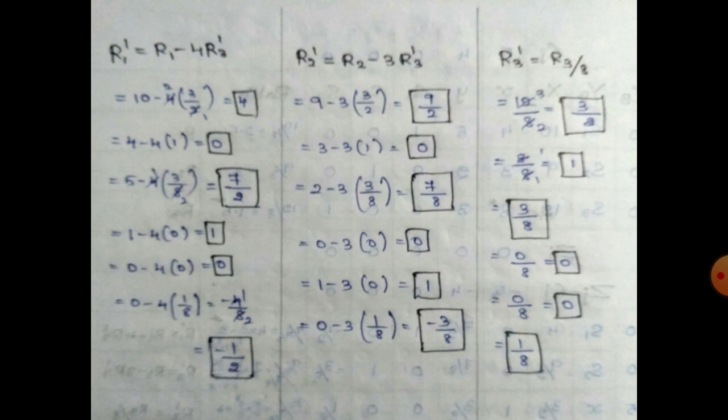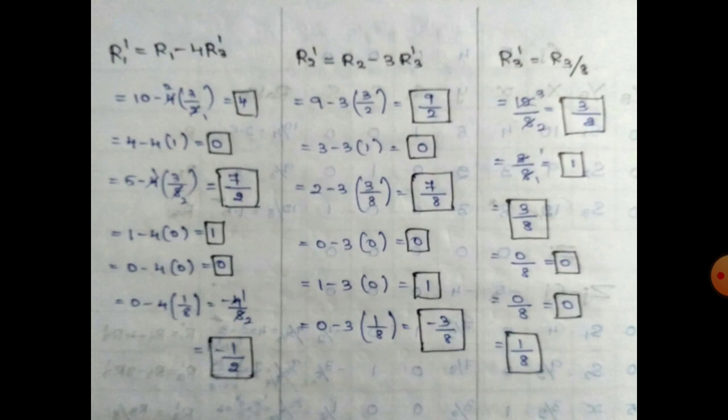Now you have to simplify. 10 minus, here 2 will be cancelled, means 10 minus 6 is equal to 4. 4 minus 4 is equal to 0. 5 minus 3 by 2, LCM is 2, means 10 minus 3, that is 7 by 2. 1 minus 0 is 1. 0 minus 0 is 0. 0 minus 4 by 8, that is minus 1 by 2. Now we fill the R1 dash values: 4, 0, 7 by 2, 1, 0, minus 1 by 2.